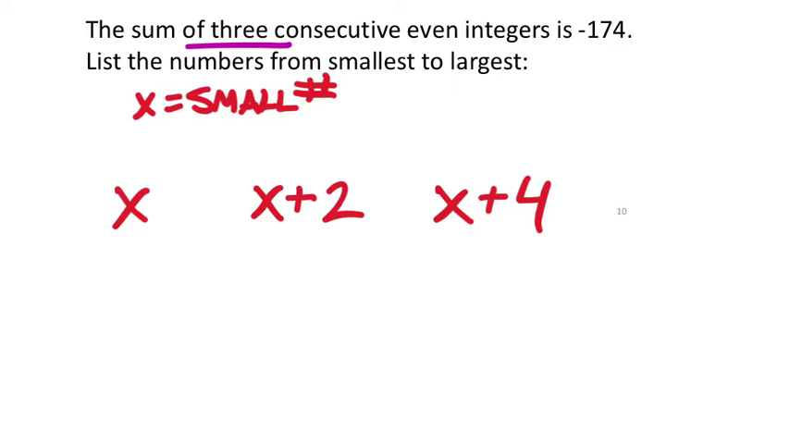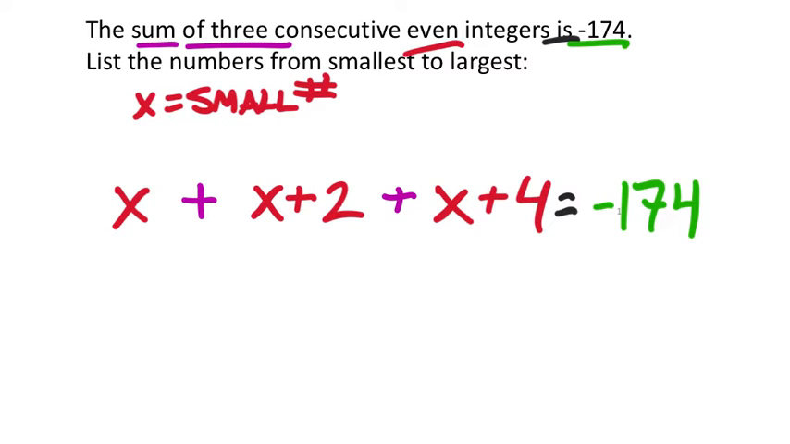Okay? Because these are specifically even integers. They're 2 away from each other. So small number plus 2, the next one would be the small number plus 4. And it's the sum, so we are going to add these together, so that equals negative 174. All right, so this sets up the equation, which again, for this one is its own answer, and that's okay. But it will solve the same as that last problem we just barely did.